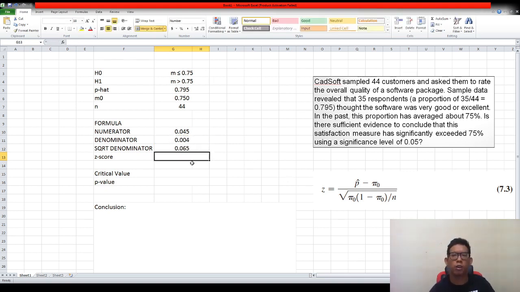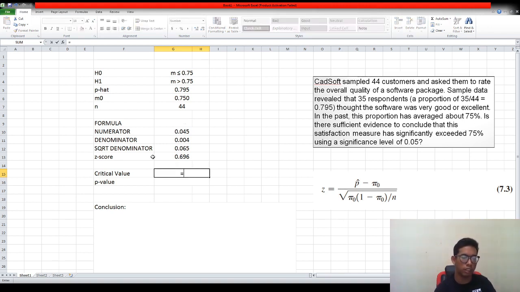So, to get the z-score, just divide the numerator by the square root of the denominator and the whole formula will be solved. So, numerator divided by the square root of the denominator, and the answer is 0.696. To get the critical value, just use the function NORM.S.INV and the probability is 1 minus the significance level. So, 1 minus 0.05 is 0.95 and the answer is 1.645.